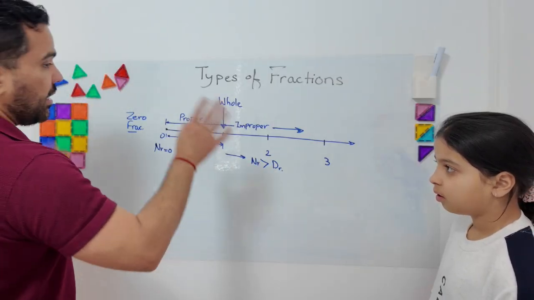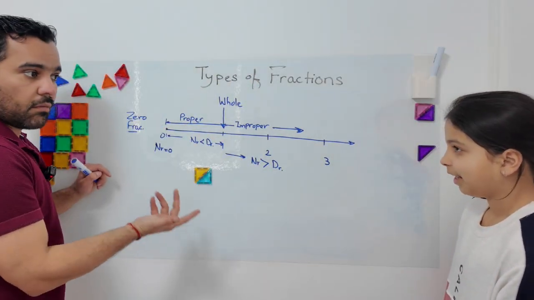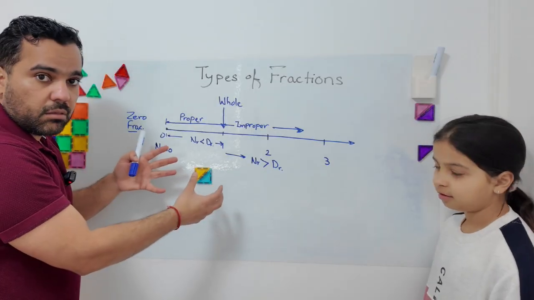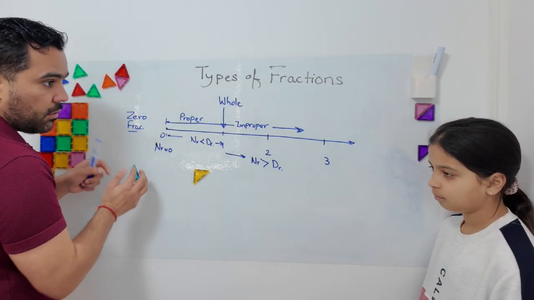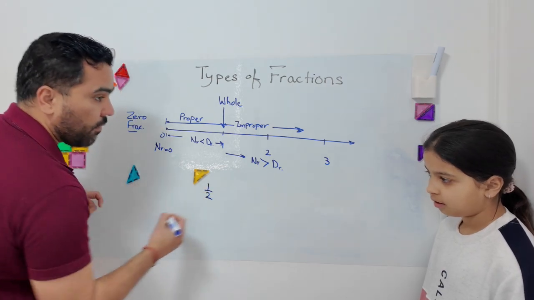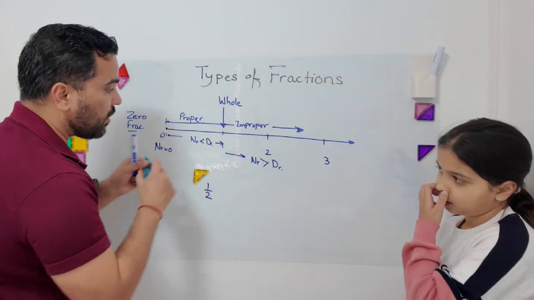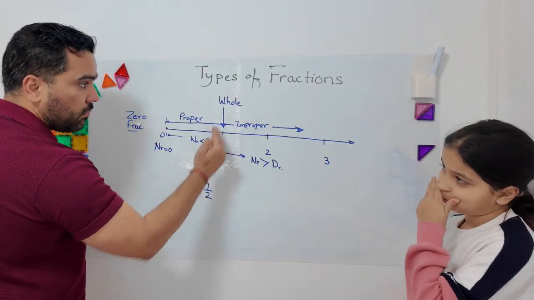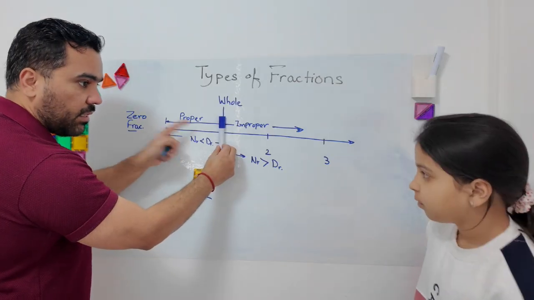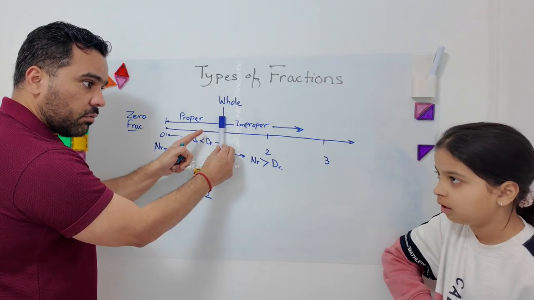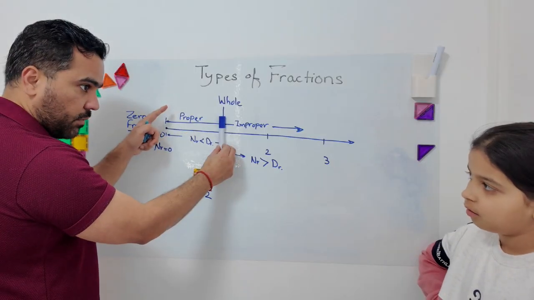Say that's my piece of chocolate. If I only give you half of this, I gave you half, because I haven't given you the whole, so you are less than the whole. That's your whole. You are somewhere on this side. I've given you more than 0, but I've given you less than whole. That's what is your proper fraction.